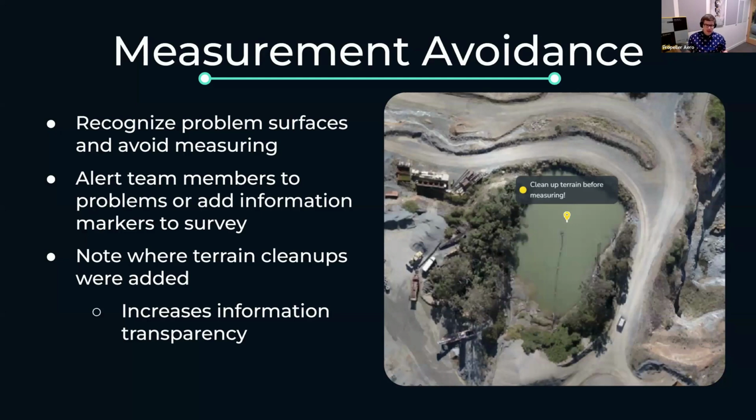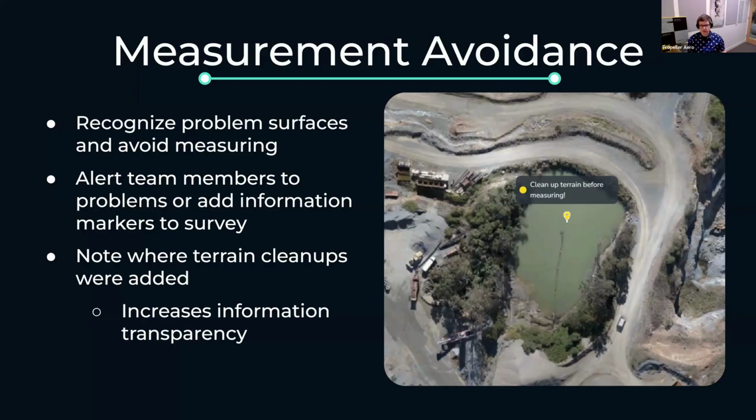One thing that I personally like doing, this isn't technically necessary, is that you note where your terrain cleanups are. And this is more for information transparency's sake, because you are manually editing a survey, which even though the survey came back with bad data, you are still editing that survey. And so it's just good to let people know that, hey, we edited this terrain, but it was for this reason, and this is why we did it.